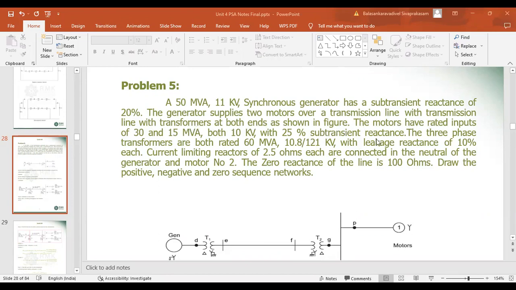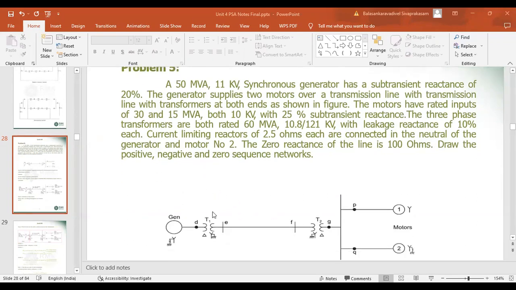The motors have rated inputs of 30 and 15 MVA, both 10 kV with 25% subtransient reactance. The three-phase transformers are both rated 60 MVA, 10.8 or 121 kV with leakage reactance of 10% each. Current limiting reactors of 2.5 ohms each are connected in the neutral of the generator and motor 2. The zero sequence reactance of the line is 100 ohms. Draw the positive, negative and zero sequence networks.